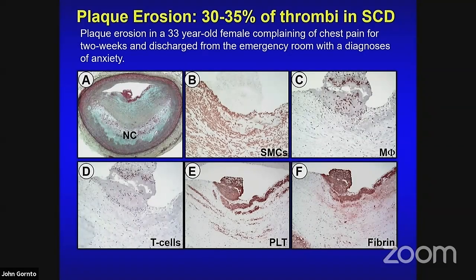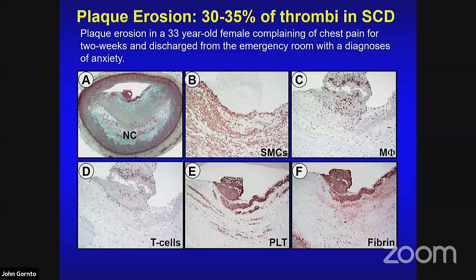A 33-year-old woman complaining of chest pain for 2 weeks' duration was discharged from the emergency room with a diagnosis of anxiety, and she dies 2 weeks later, suddenly, while walking on the street. And you can see that her LAD is severely narrowed. It does have an overlying thrombus. And if you look at all this, likely this occurred in the past 2 weeks.